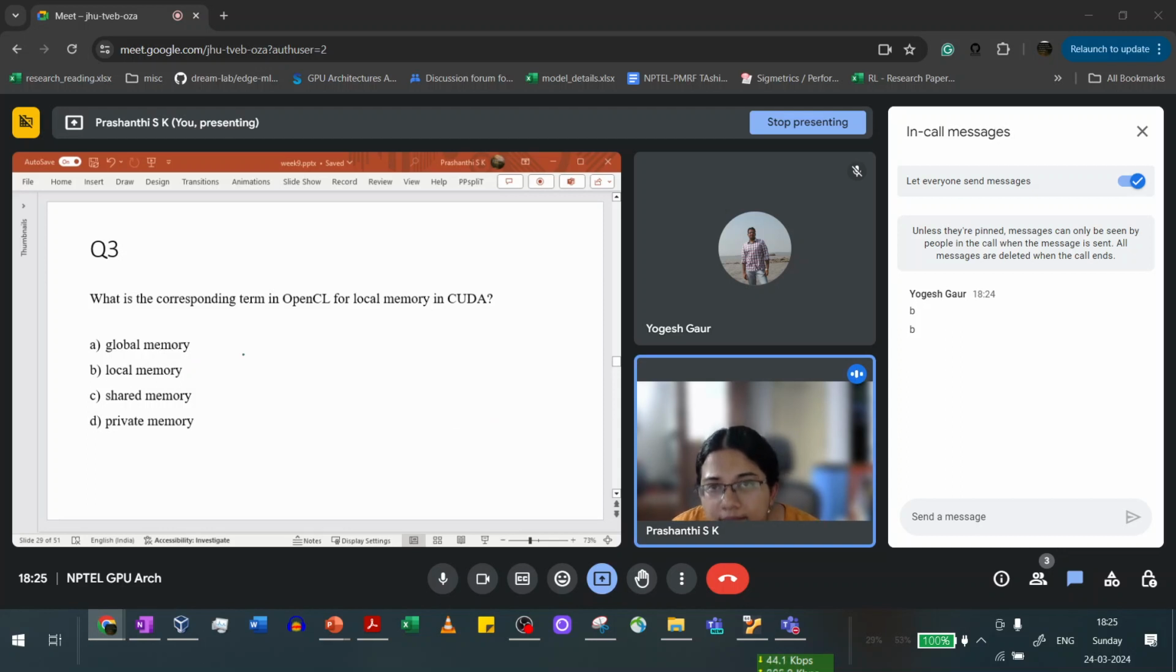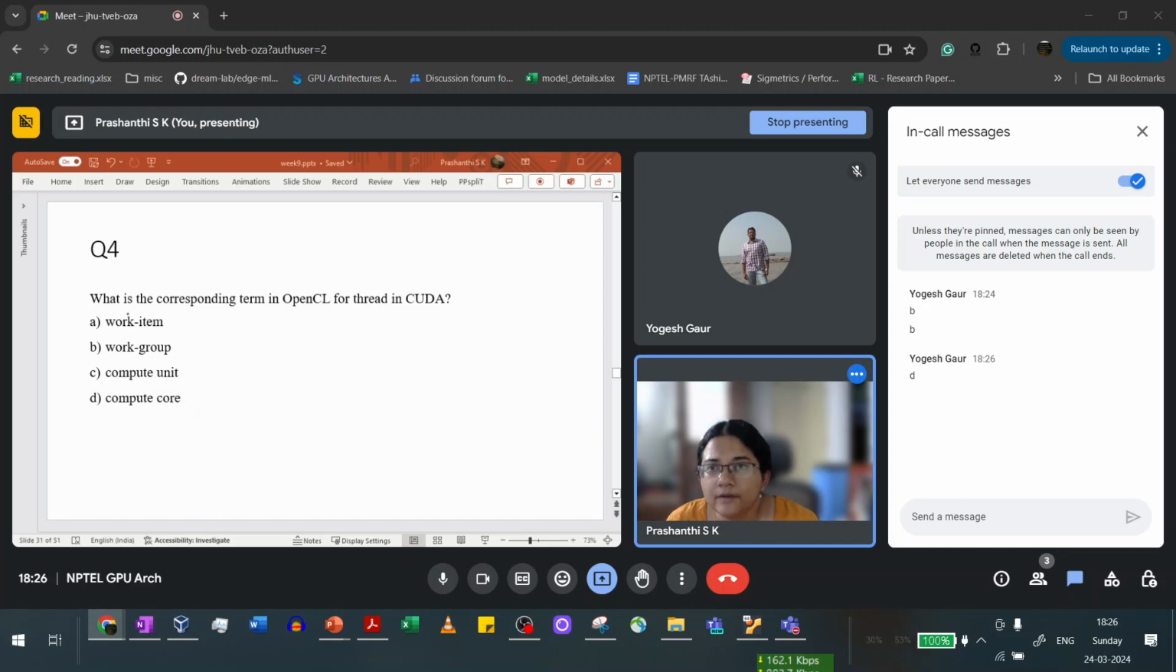Okay, another terminology question. What is the corresponding term in OpenCL for local memory in CUDA? Global, local, shared, private. D, private. Let's take a look. Yes, that's also correct.